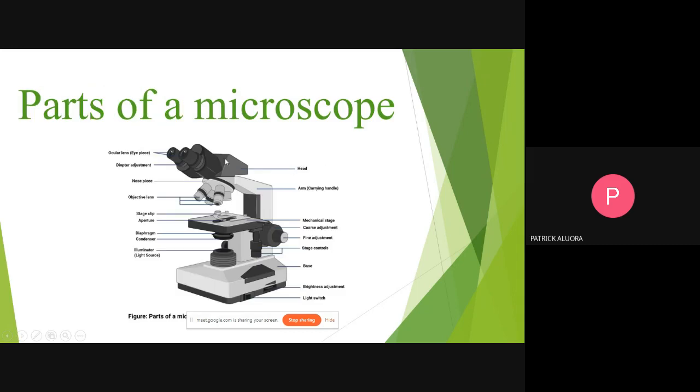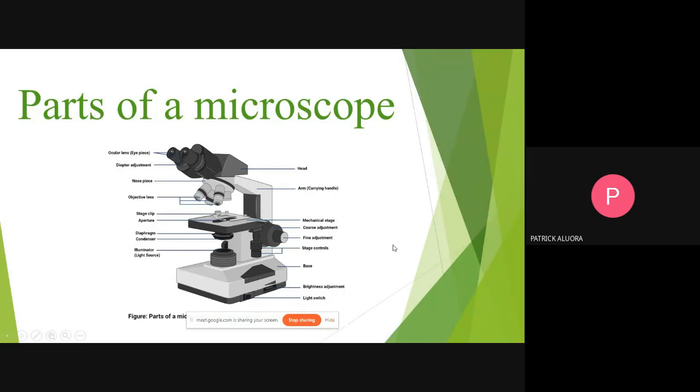So here is a microscope. I believe from biology, we all know that there are various parts of a microscope. There is the head, you can clearly see it. We have the objective lenses. There are different types of objective lenses having different magnification powers. We also have the stage where you place your specimen. You can see we have the adjustment knobs, the fine adjustment knob and the coarse adjustment knob, and all other parts that you can clearly see from this sketch.